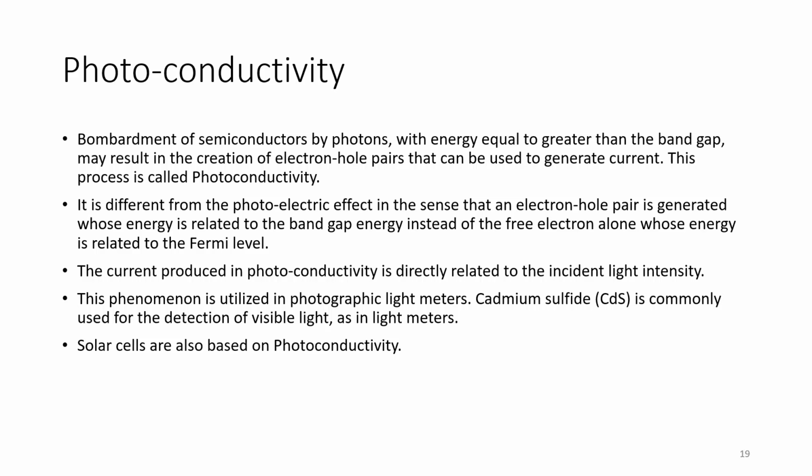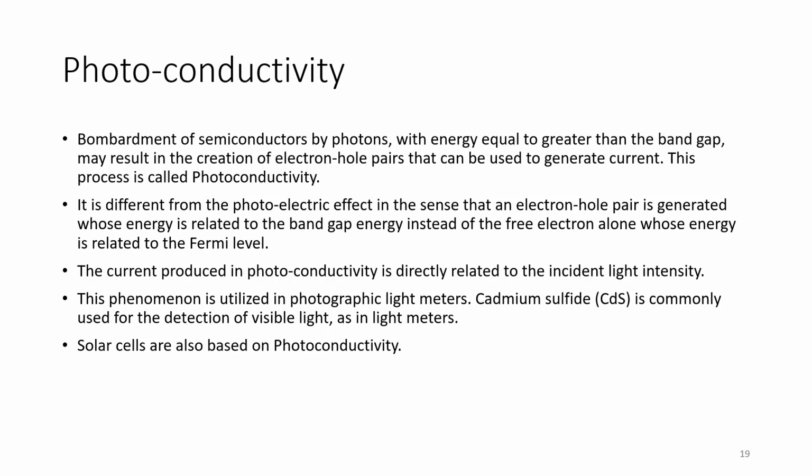Next is photoconductivity. In this case, bombardment of semiconductors by photons with energy equal to or greater than the band gap may result in the creation of electron-hole pairs that can be used to generate current, and this process is called photoconductivity. It is different from the photoelectric effect in the sense that an electron-hole pair is generated whose energy is related to the band gap energy, instead of a free electron alone whose energy is related to the Fermi level.